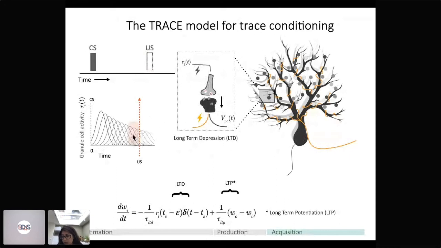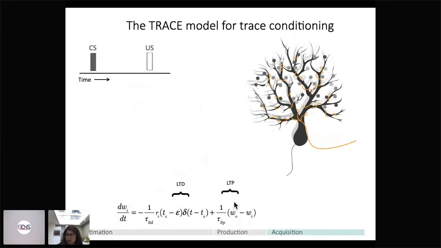And so when the US comes in, when the air puff comes in at a later time, only a subset of these granule cells are active at that time. And therefore, only those synapses are conjunctively activated and undergo a weakening of the synapse. And that is known as long-term depression. So what we're doing here is modeling the rate of change in the synaptic weights with a term that represents conjunctive learning in a small number of synapses around the time of the air puff, but also a more generic long-term restoration to the baseline.